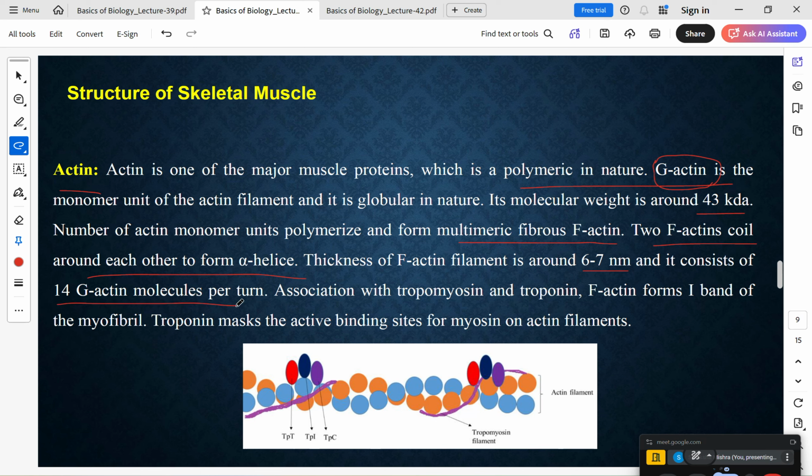It consists of 14 G-actin molecules per turn, and depending on how many turns there are, the number of G-actin molecules in the filament will vary. The F-actin is associated with tropomyosin and troponin. It forms the I band of the myofibril. Troponin masks the active binding sites for myosin on the actin filaments. So, on the actin filament, troponin sits at the myosin binding site. When the stimulus is enough, the troponin leaves the binding site so that the actin can bind to the myosin.